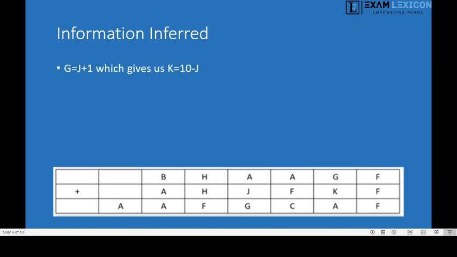Next we can see is G is equal to J plus 1, which also gives us K is equal to 10 minus J. Okay, this is pretty easy one. Next, 2H is equal to 10, and hence H is equal to 5. So why have we taken 2H is equal to 10? Because H plus H is giving F in the answer, in the same place in the answer.